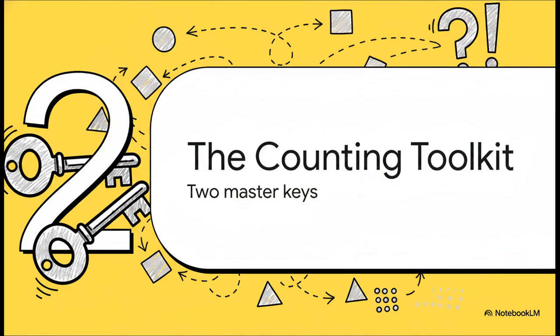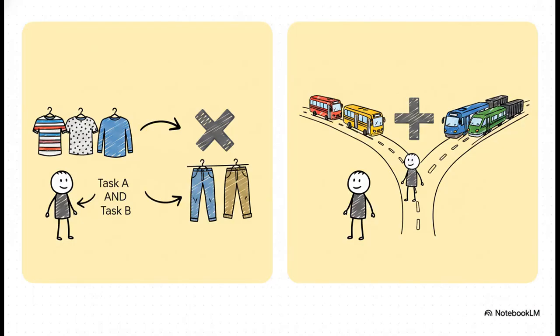These next two principles are basically the master keys that are going to help us count all the possibilities without having to list them all out one by one. Think of it like this. If you need to do task A and task B, you multiply the possibilities. But if you can do either task A or task B, you just add them up. It sounds simple, but this little distinction is fundamental for solving pretty much any complex problem.